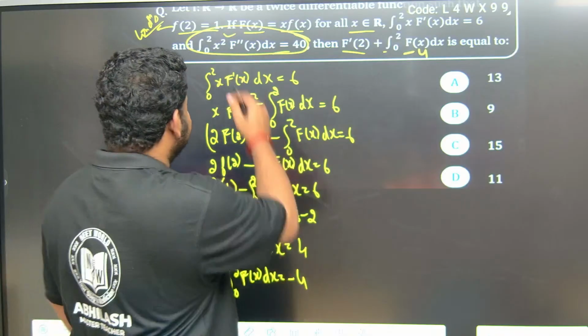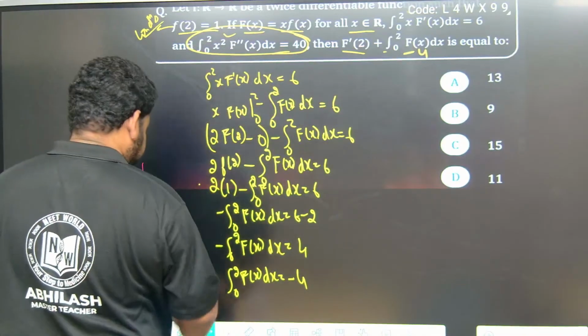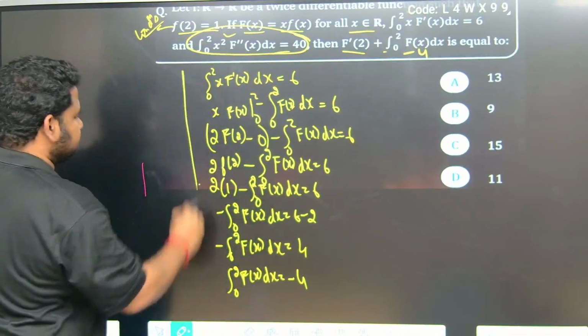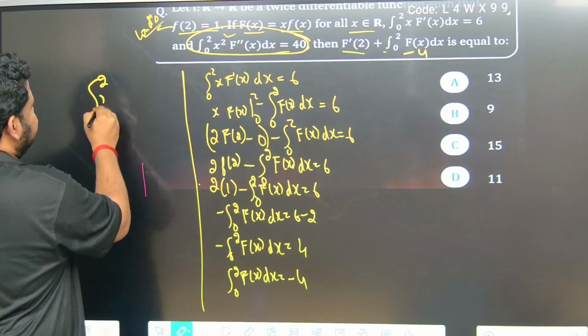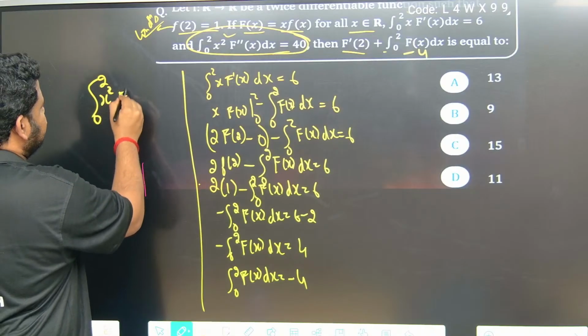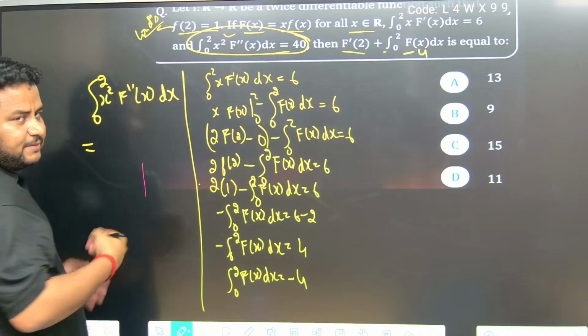Now let me take that function. What is the function that we have? You can focus here: the integral from 0 to 2 of x square f double dash of x dx. On applying integration by parts, what can I get?